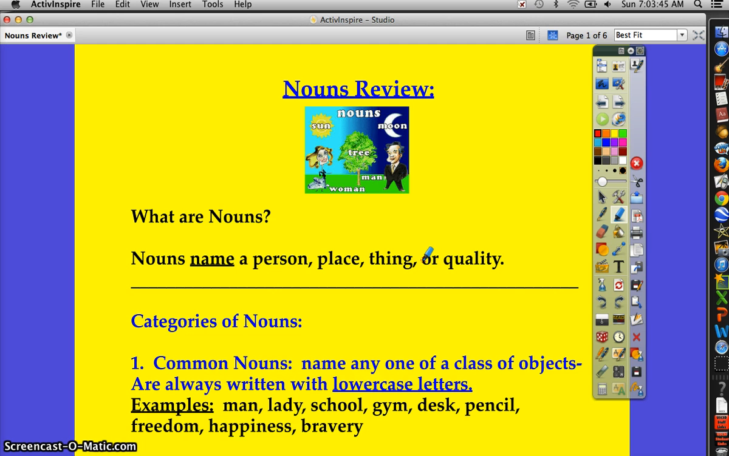Categories of nouns that we've learned this year. Common nouns name any one of a class of objects, and are always written with lowercase letters. Examples would include man, lady, school, gym, desk, pencil, freedom, happiness, and bravery. And those would be examples of qualities right here: freedom, happiness, and bravery. So let's take a look at the next section.